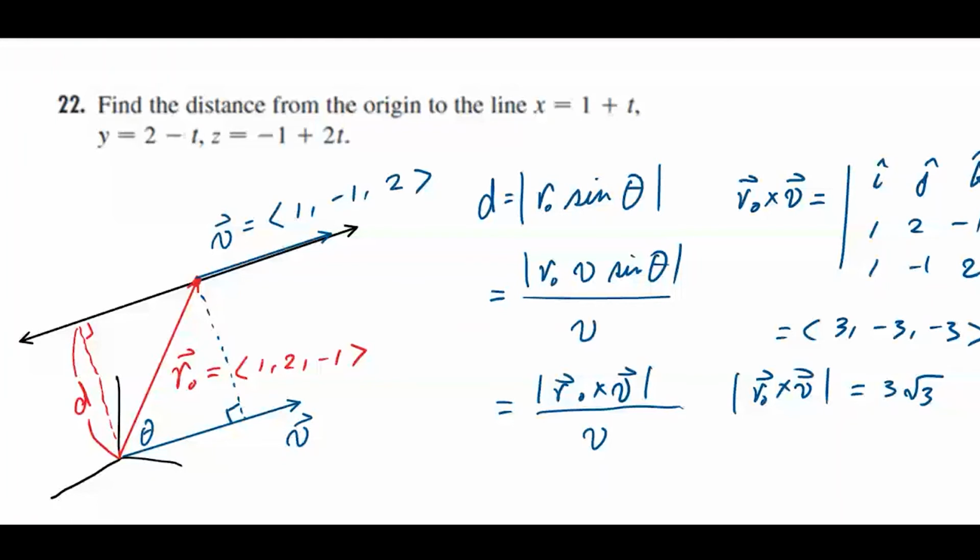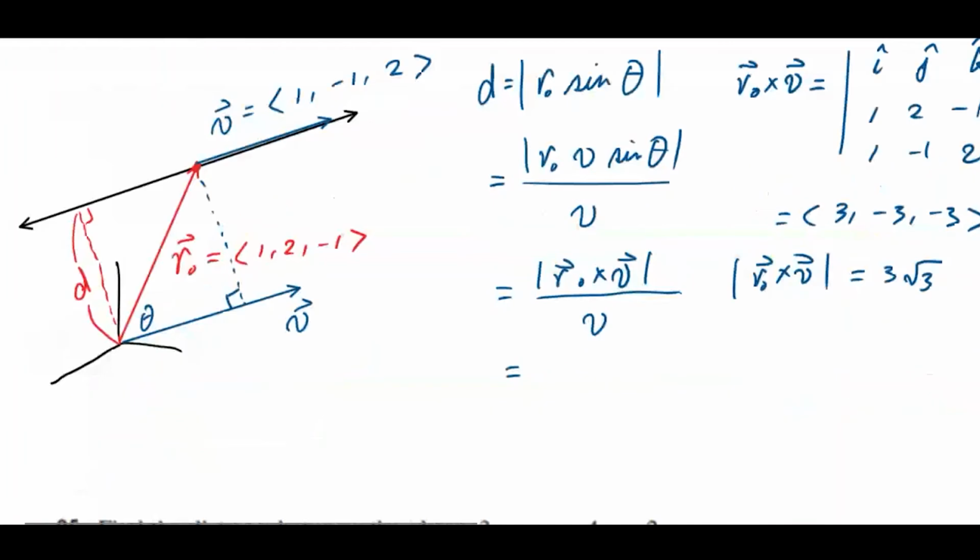Okay, so what we have is 3√3 on top. And what's the magnitude of V? 1 plus 1 plus 4, right? Square root 6. And that's 3 over square root 2, also known as 3√2/2, whichever you prefer. You don't have to rationalize the denominator anymore if it doesn't simplify. Good. Okay, moving on.